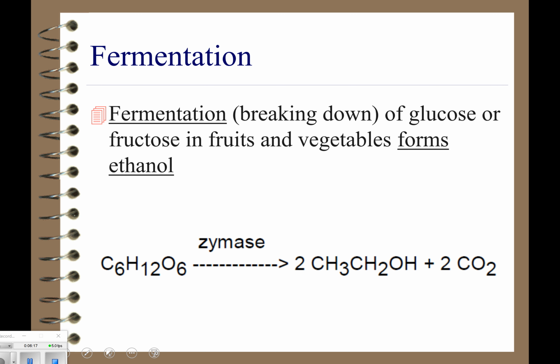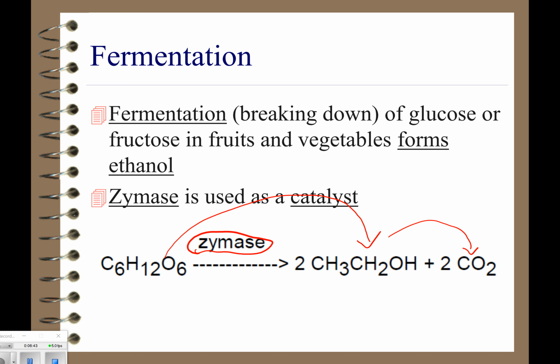Next reaction is fermentation. Most of you should be pretty familiar with this, having taken biology. Fermentation is the breaking down or conversion of glucose or fructose, some type of sugar, in fruits and vegetables. And this reaction, which is catalyzed by zymase, converts sugar into a form of alcohol and another product, carbon dioxide. This is a pretty common reaction that we find in nature.